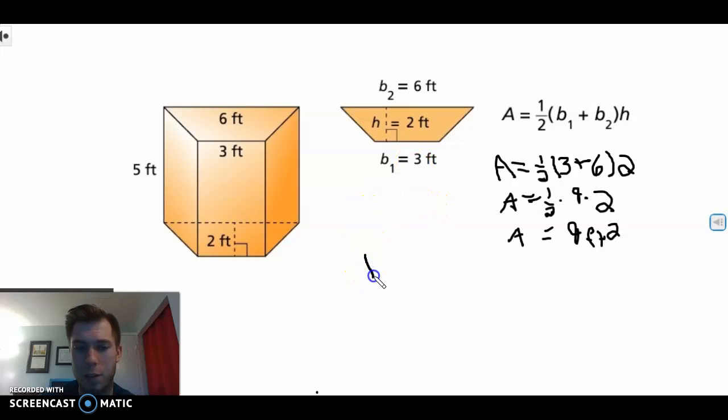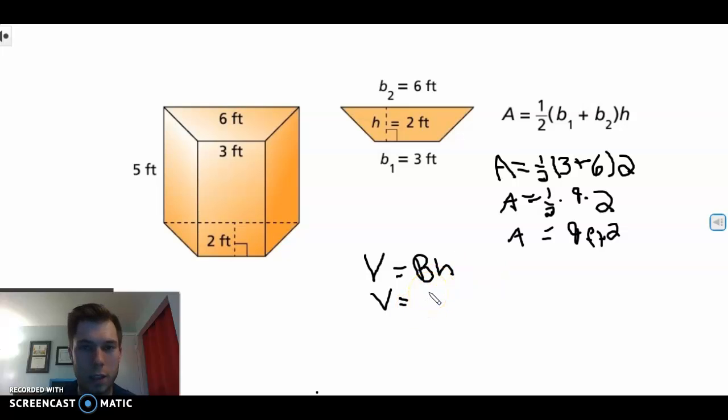So now we need to find the volume of the trapezoidal prism. Our formula is going to be volume equals base multiplied by height. Now recall, we do have the base now, which is 9 feet squared.